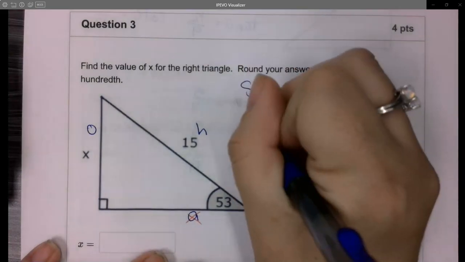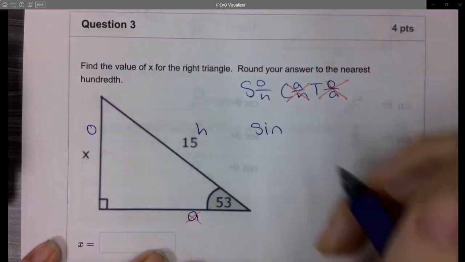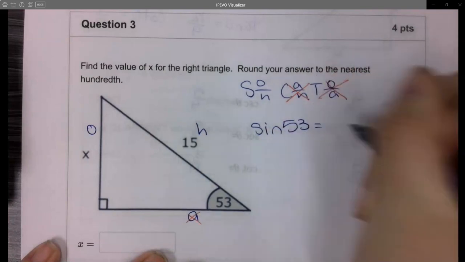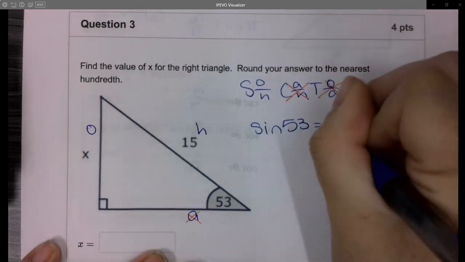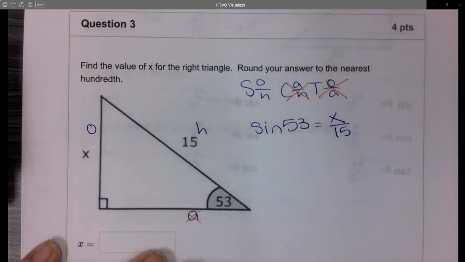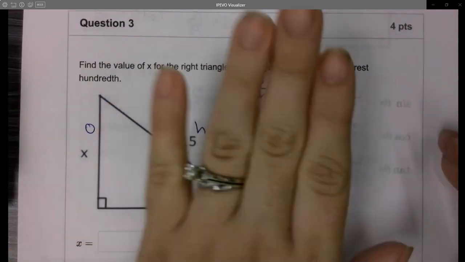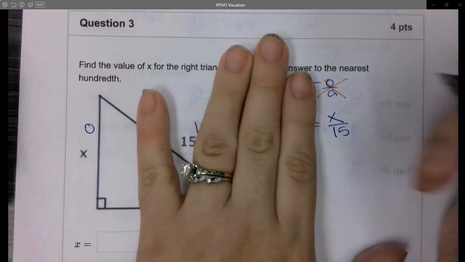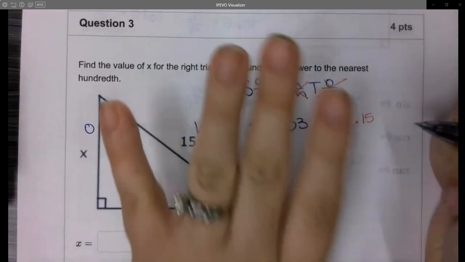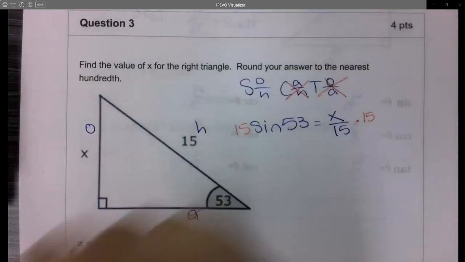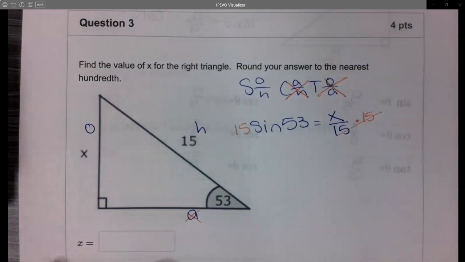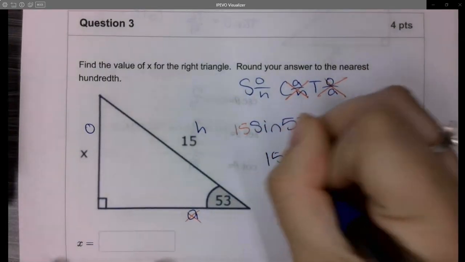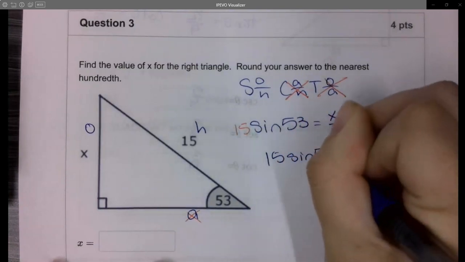I'm going to write this out as sine. Because I know that my angle is 53 degrees, I'm going to have sine 53 equals opposite over hypotenuse, so x over 15. Then I want to treat this just like a normal equation. If I was trying to get x all alone, I would multiply both sides by 15 because it's currently being divided by 15. So when I do this, it cancels out on my right side. I'm going to rewrite my left side just so I know what I'm typing into Desmos.